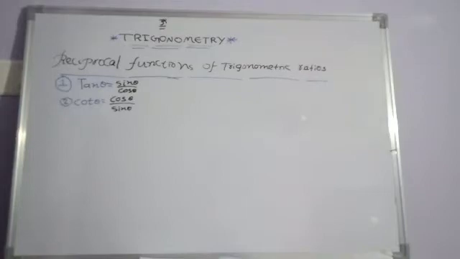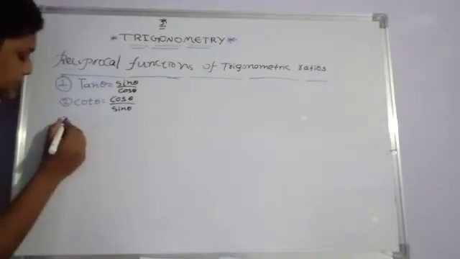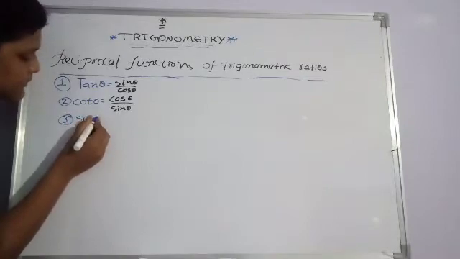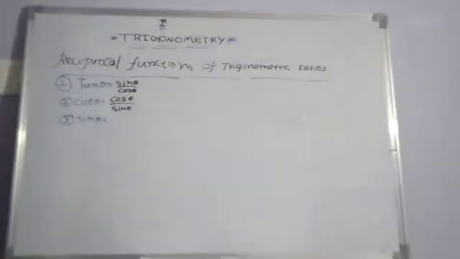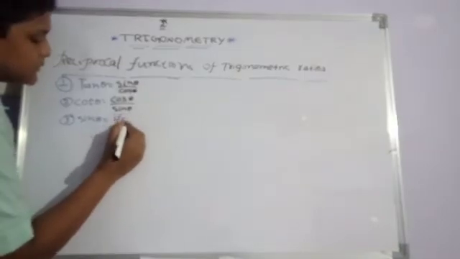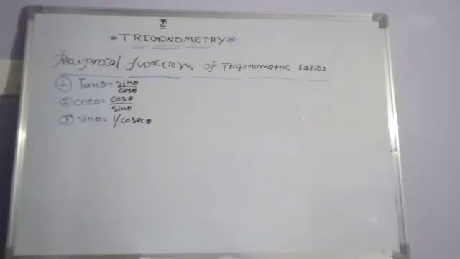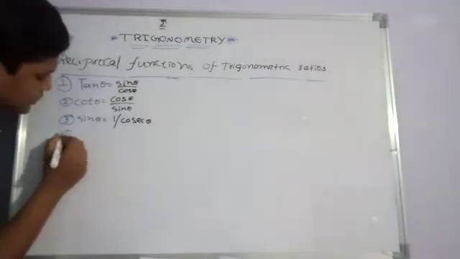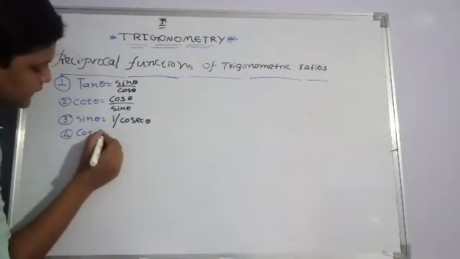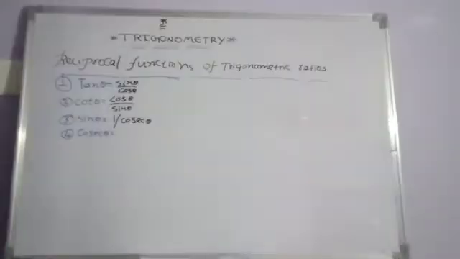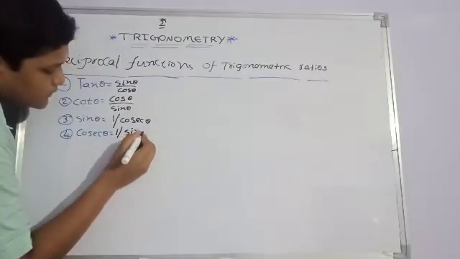The next one is sin theta. Sin theta is equals to, what's the reciprocal ratio of it? Cosecant. So 1 by cosecant theta. The reciprocal ratio of cosecant theta is sin. So cosecant theta is equals to 1 by sin theta.